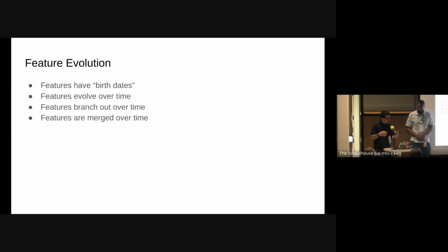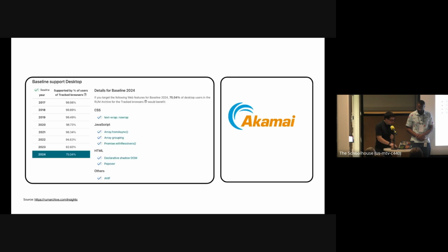And this feature set, web features, we've already put it to good use. This is something that we announced earlier this year. It's a collaboration with Akamai RUM Archive. So for the very first time on the web platform, you can actually tell what percentage of the web user audience out there you can reach with a version of baseline, and what new features are available in that version of baseline.